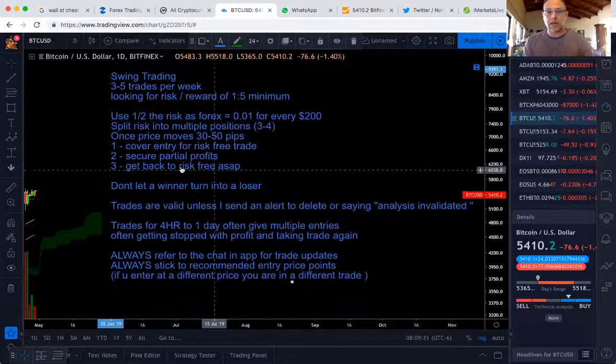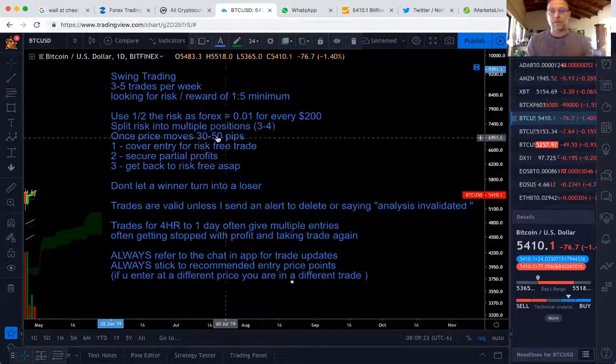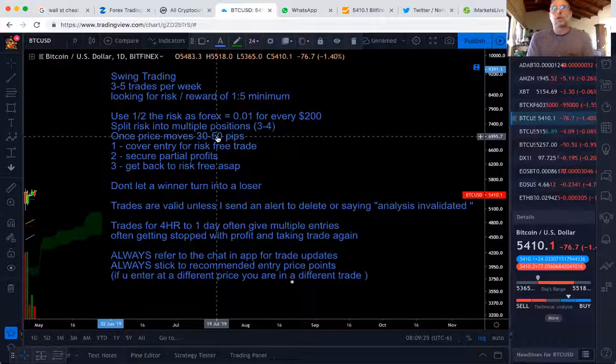As soon as the market moves 30 to 50 pips in your favor, now, like I said, we're looking for moves of minimum 250, 300 pips. But as soon as that market moves 30 to 50 pips in our favor, remember you have multiple orders.